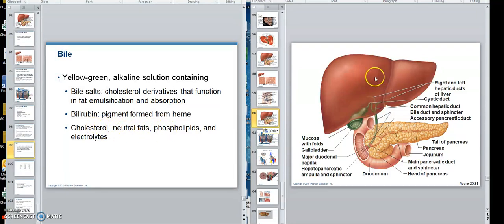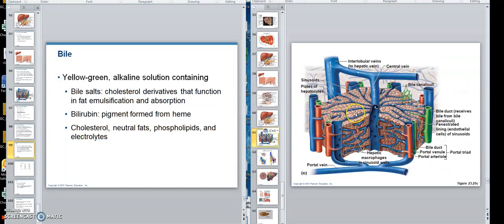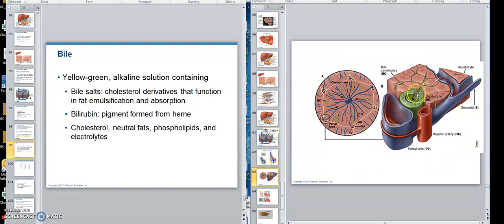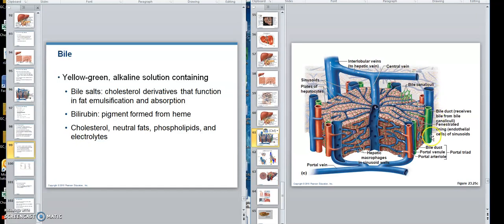Now, over here, remember, bile is made in the liver and stored in the gallbladder. We already said that it's made in the liver cells and trickles down into the bile duct. The bile is coming down these bile canaliculi, going into the bile duct. And then all these bile ducts come together to form the right and left hepatic ducts, and that's how you get it. Okay, bile.